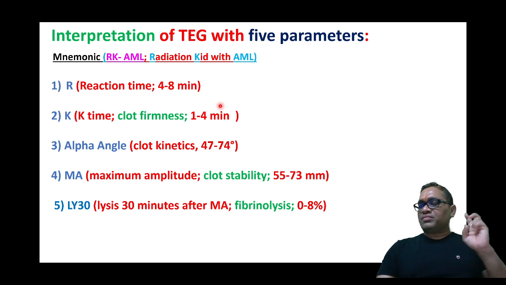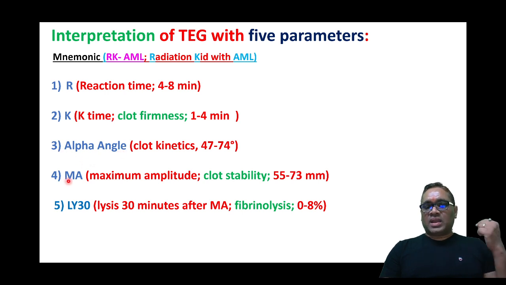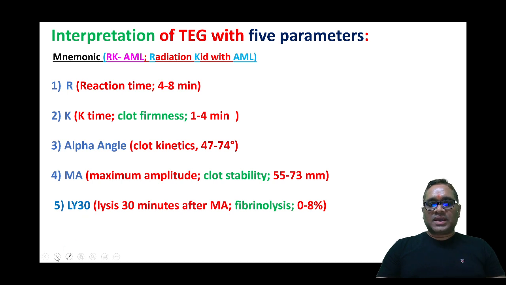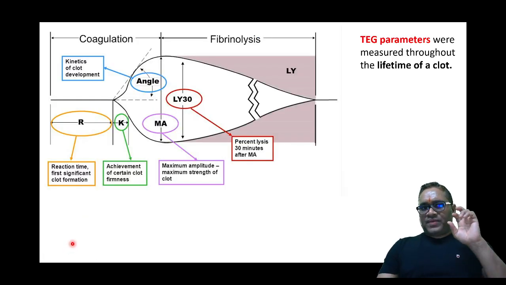The five parameters of the TEG we can remember by the mnemonic RKAML: Reaction time, K for K time, A for alpha angle, M for maximum amplitude, and L for lysis after 30 minutes. Clear? So let's see a very basic introduction to the TEG graph which I was telling you.